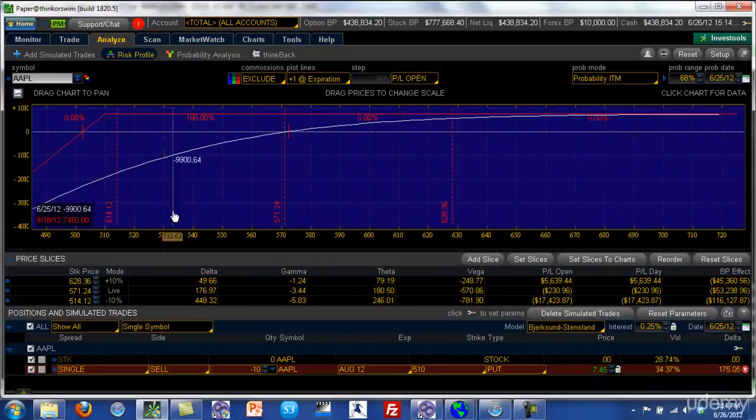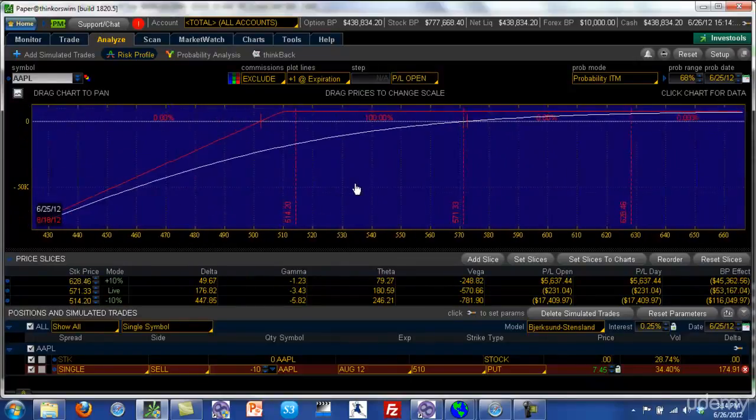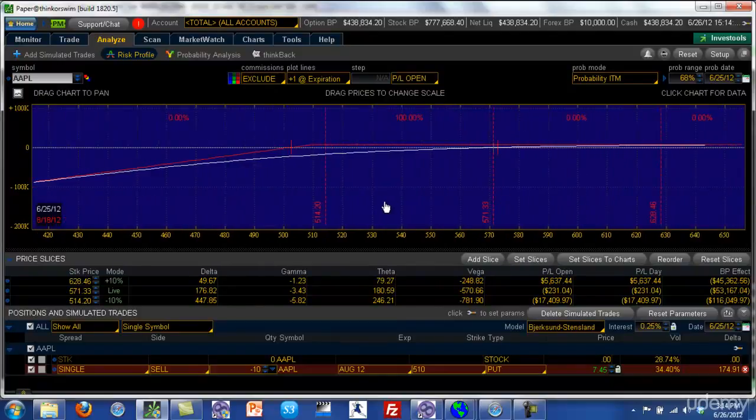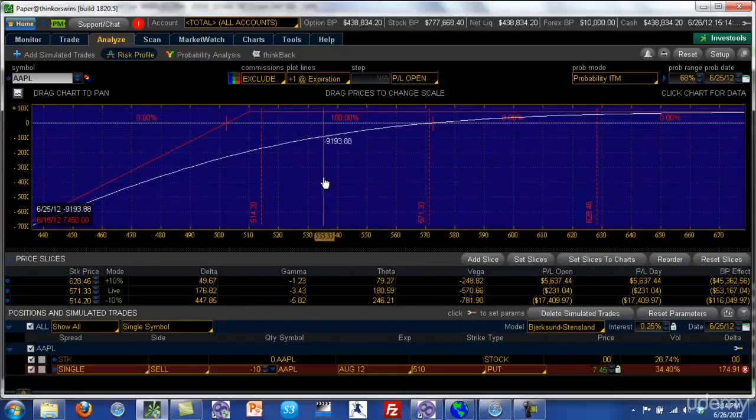And what I want to do is bring this a little closer to the middle here. So Apple's currently at 571. Our short strike price, we are selling this, so it's a short put. A short put is a bullish position. So if Apple goes up, we make money. Or if Apple goes down, as long as it doesn't hit the 510 strike price, we would make money.